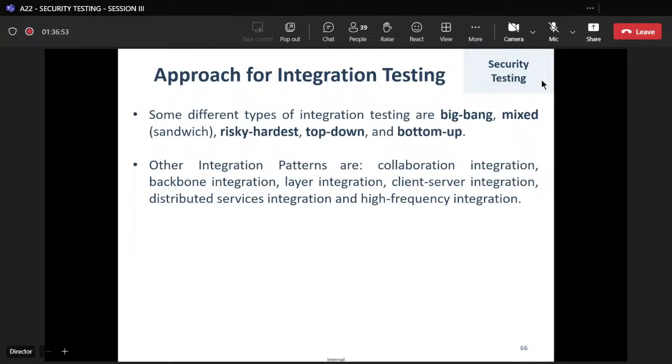And what are the various approaches we have for completing the integration testing? The first type is called the Big Bang approach. The second one is the mixed or the sandwich. Then the third one is risky hardest. Then top down, bottom up. These are some of the types of approaches used to perform integration testing. And there are some other integration patterns, such as collaboration and backbone. So various integration testing approaches are available.